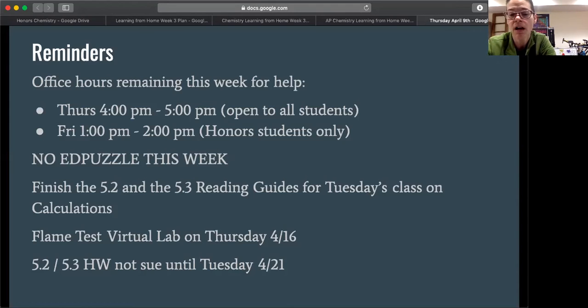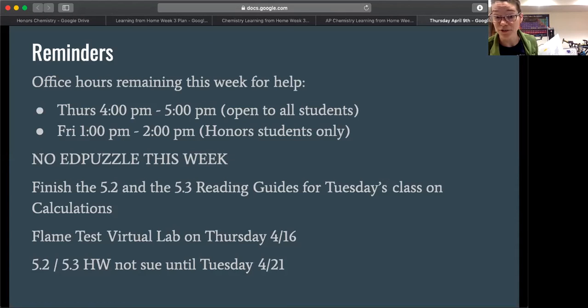If you didn't do it for Monday night, just get it done when you get it done. Make sure you've read through 5.2 and 5.3, focusing on those calculation portions for Tuesday's class. And you should have a page in there that is titled Calculations, and it's got some equations at the top. In the packet I handed you, it is directly after the electron, energy, and light packet we worked on Tuesday. It's a sheet titled Calculation Practice. And that is the sheet we'll work on Tuesday.